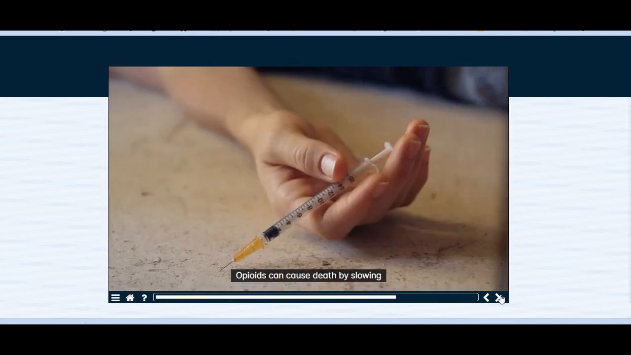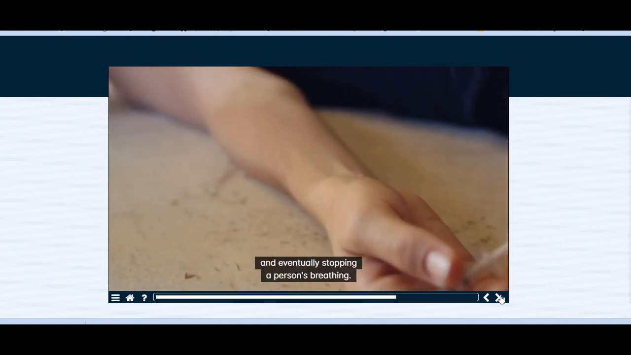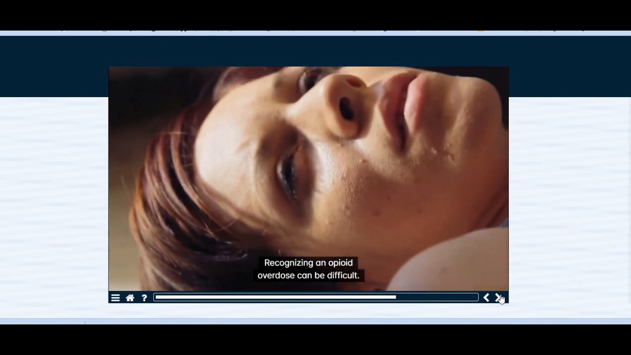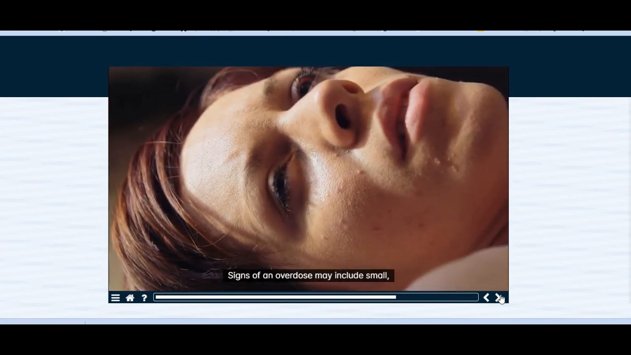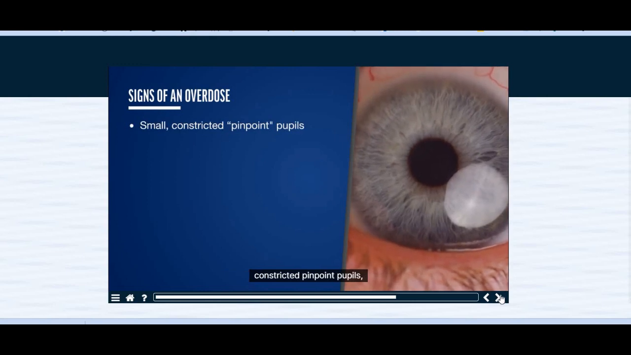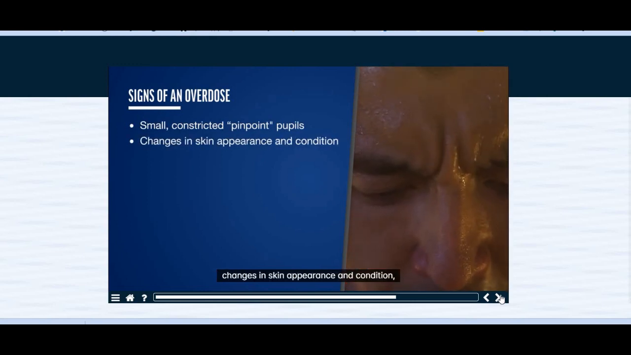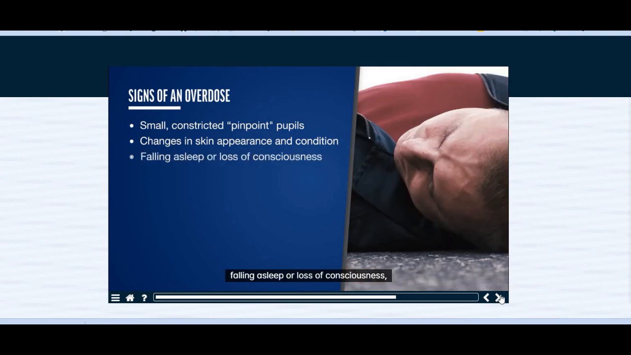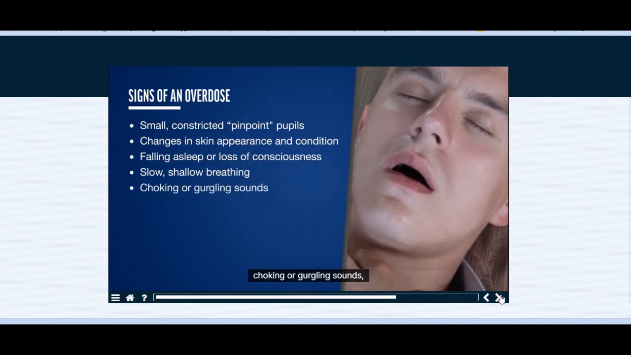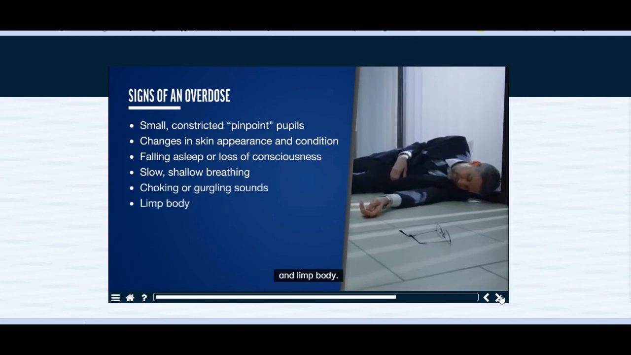Opioids can cause death by slowing and eventually stopping a person's breathing. Recognizing an opioid overdose can be difficult. Signs of an overdose may include small, constricted, pinpoint pupils, changes in skin appearance and condition, falling asleep or loss of consciousness, slow, shallow breathing, choking or gurgling sounds, and limp body.